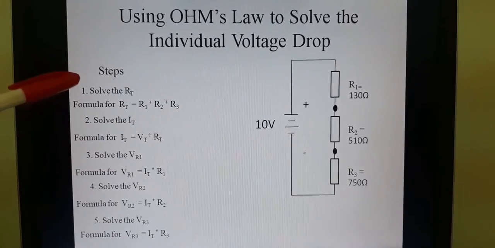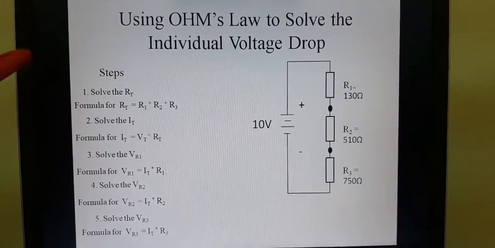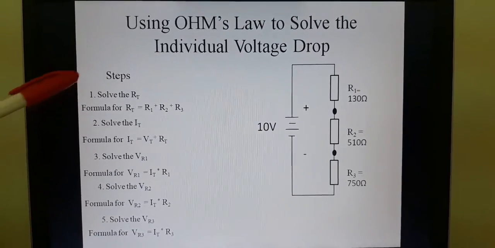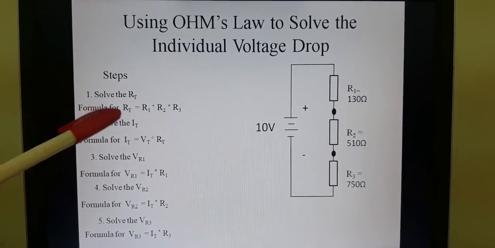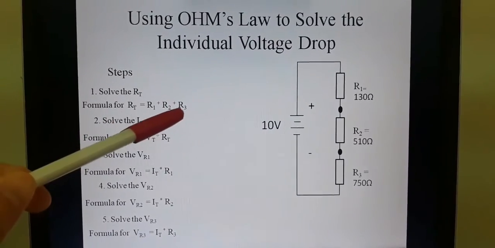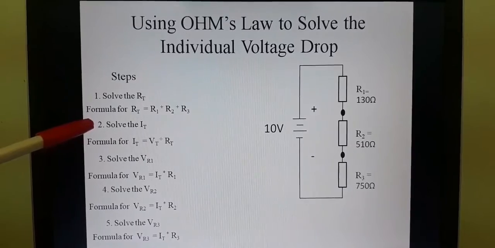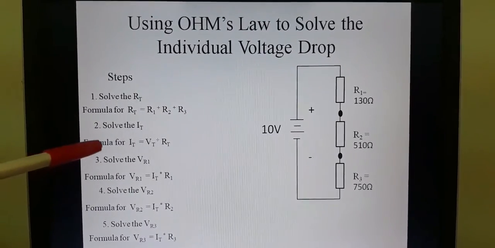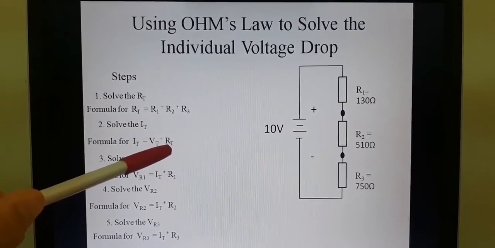Again, here are the steps in solving the individual voltage drop. First, you will be finding the total resistance, which is equal to R1 plus R2 plus R3. Then the second step is solve the total current. So the formula for total current is equal to total voltage divided by total resistance.